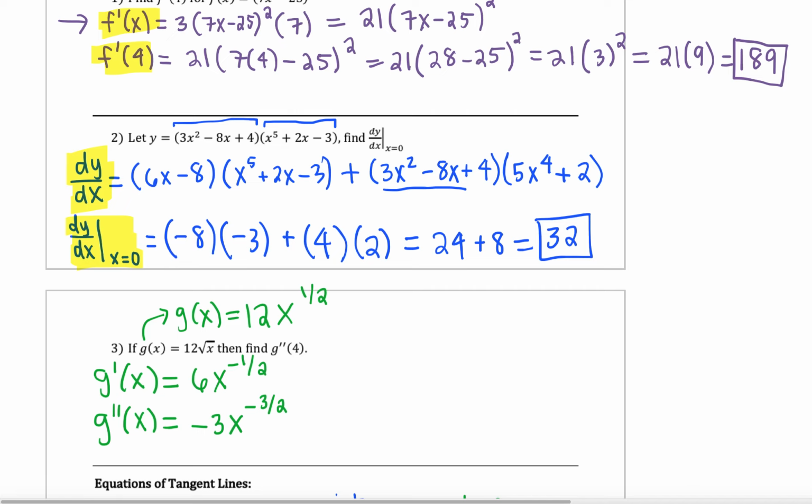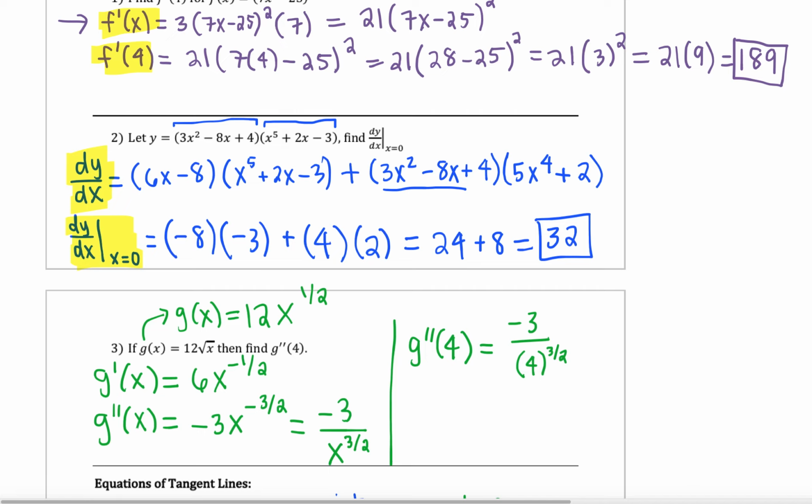Now, we're interested in finding in this question g double prime of 4, so it would be worth our while to go ahead and rewrite this without negative exponents. So the negative 3 would stay in the numerator, and then x to the negative 3/2 can flip down to the denominator and become x to the positive 3/2. And this will help us when we have to simplify in a second. Now that we have our second derivative, I can now evaluate the second derivative specifically at 4, and that means I'm going to sub in 4 for all of my x's. So we're getting negative 3 over 4 to the 3/2 power.